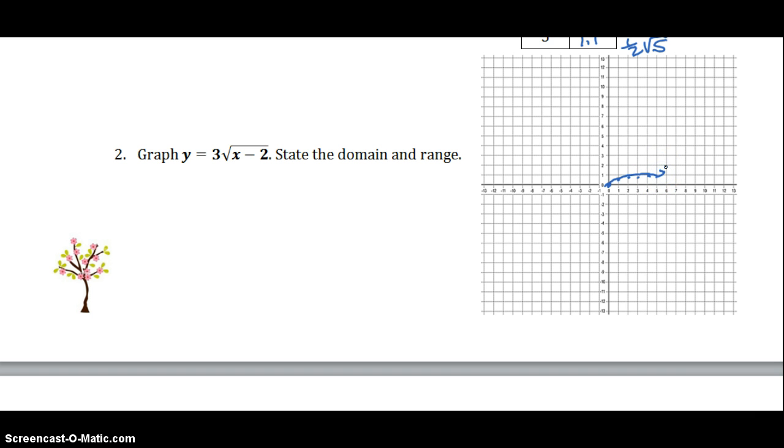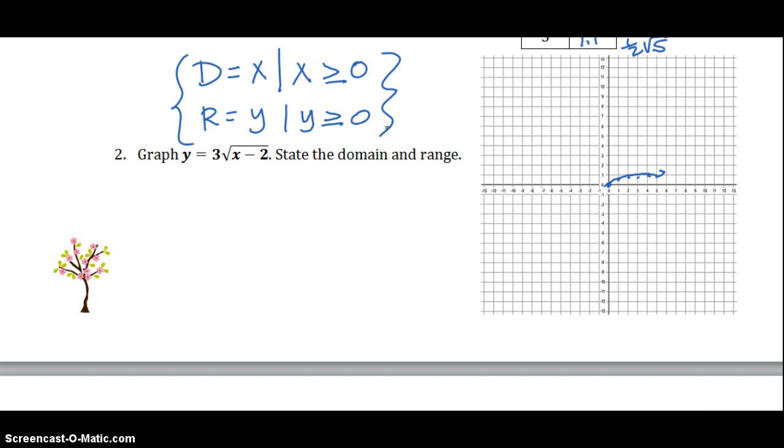And it is compressed. The domain would be x such that x is greater than or equal to 0, because we did have 0, 0, and the range is y such that y is greater than or equal to 0. It's all going to be positive numbers for our domain and range.